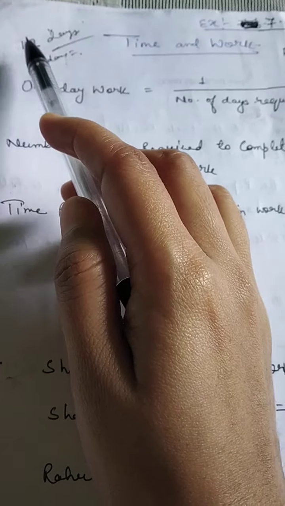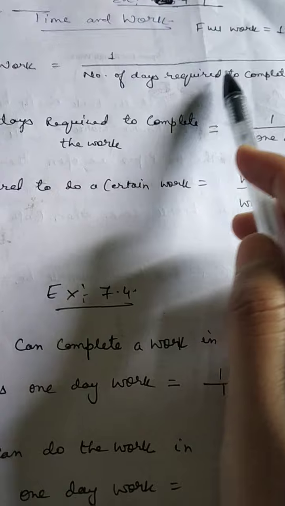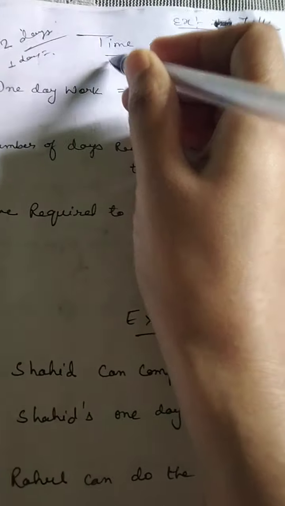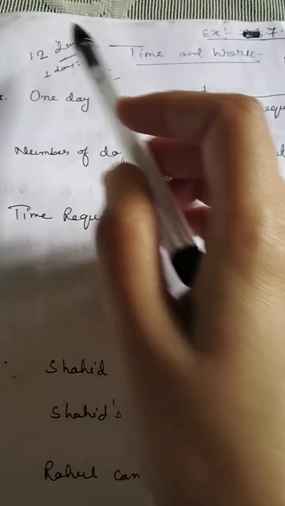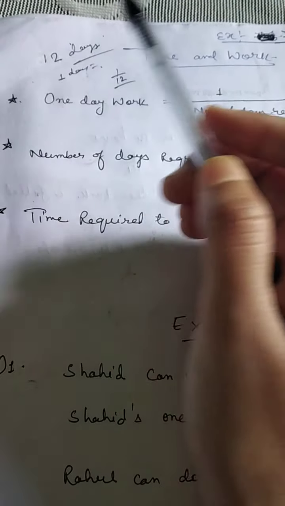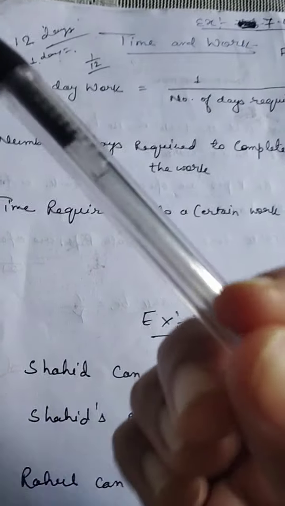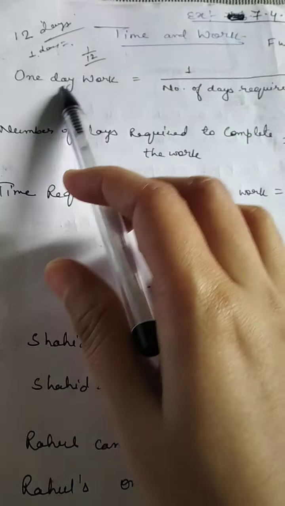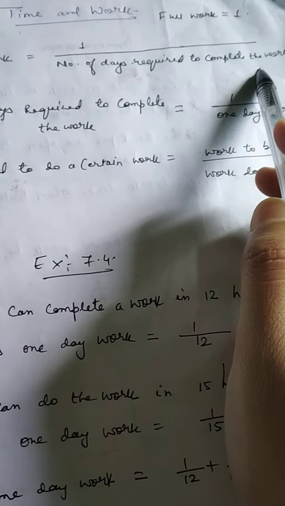12 days he has completed the work. So his one day work is equal to 1 by number of days required to complete the work. Means 1 by 12. His one day work will be 1 by 12. Got it? Certain work is completed in 12 days by somebody. Then his one day work you have to find out, means in one day how much work he has completed. Then we are going to use this formula. One day work is equal to 1 by number of days required to complete the work.